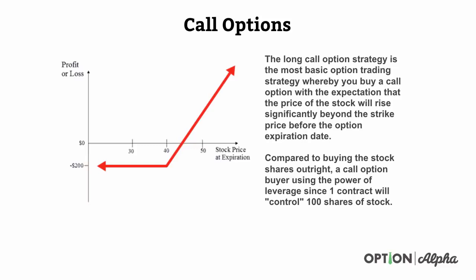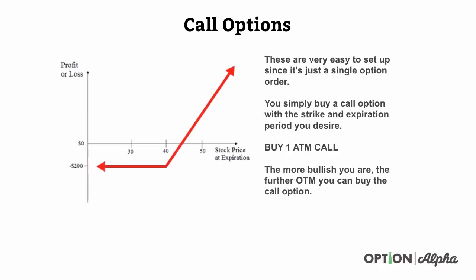make money. Now, compared to buying the stock shares outright, a call option buyer uses the power of leverage that we've talked about previously, since one contract will control, or leverage, 100 shares of stock. So that's the benefit to doing this: we have power and leverage, and we can pick our points. We assume that maybe the stock is going to go higher than 40. So let's continue here further.